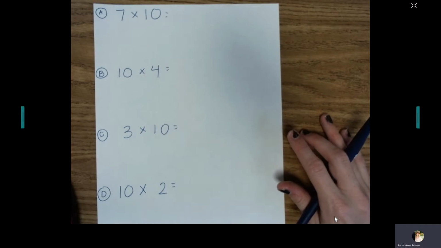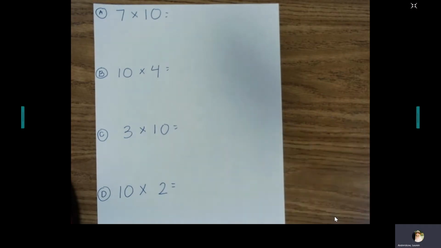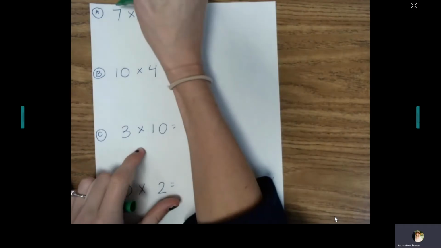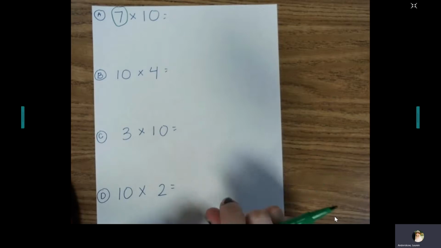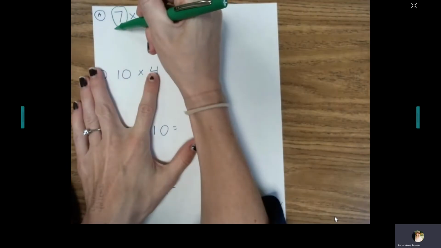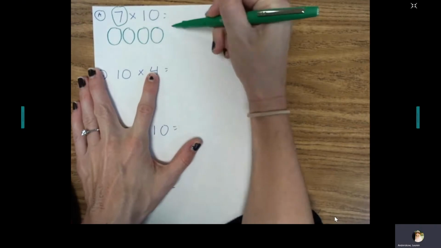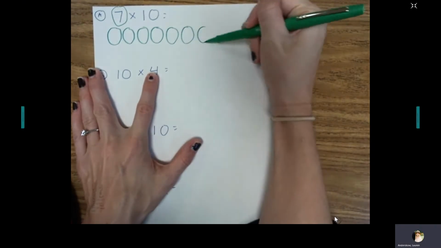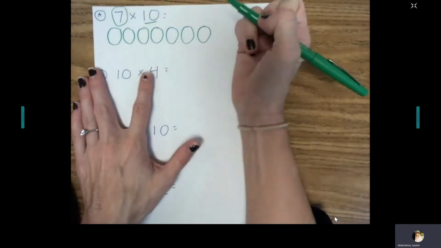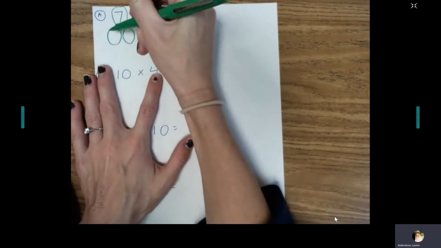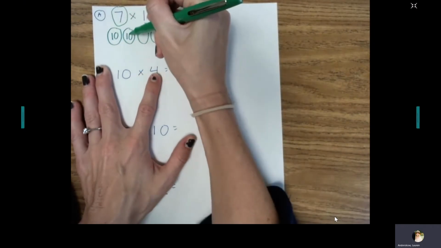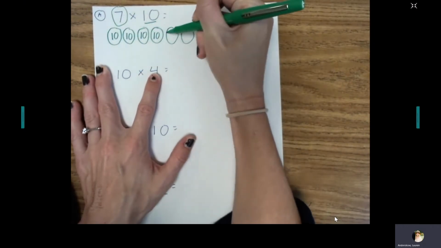So for this first problem, I have 7 times 10, okay? Well, I know that this first number tells me how many groups I need. So I'm going to first start by drawing my groups. So I need 7 of them. 1, 2, 3, 4, 5, 6, 7. Okay, this number tells me there's 10 inside. So just for the sake of time, I'm going to write 10 in each one.